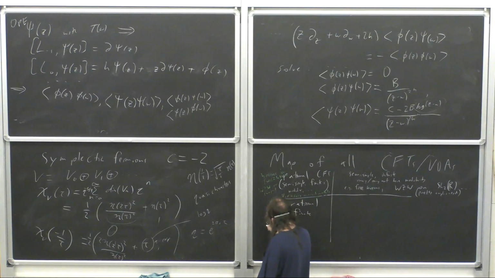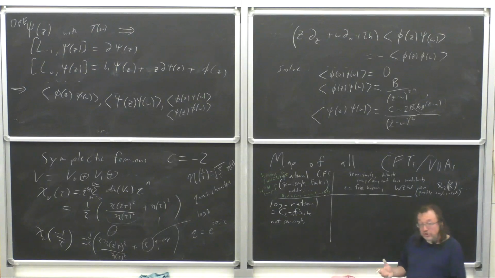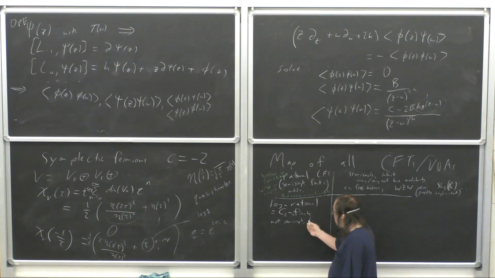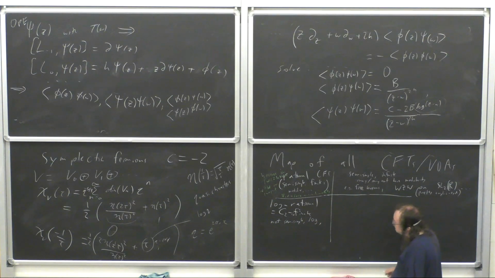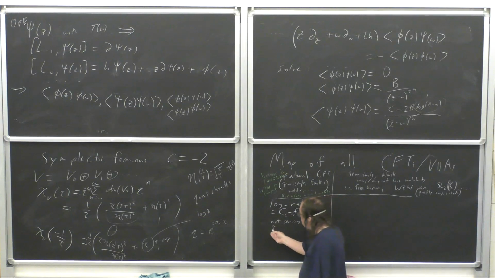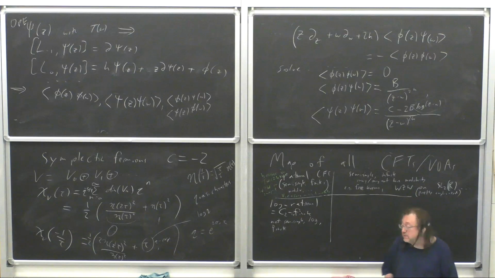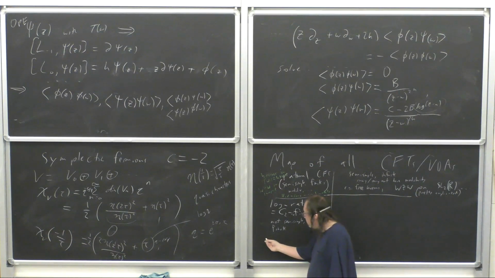So what we have here is not semi-simple. L naught is not semi-simple. L naught is not diagonalizable. So we get log stuff coming in. But it is finite. By finite here, I mean that it has finitely many simples. Unlike the free boson, it has finitely many simples. And so some examples of this are the symplectic fermions.